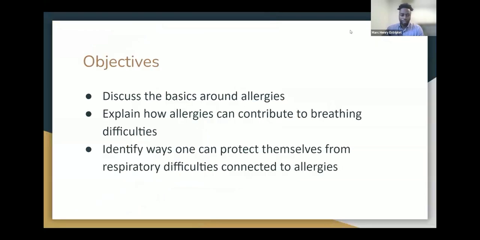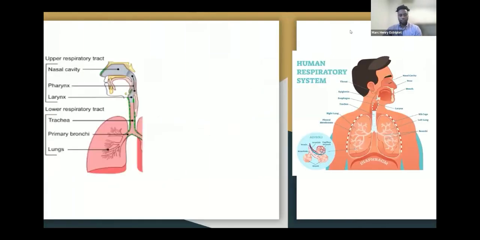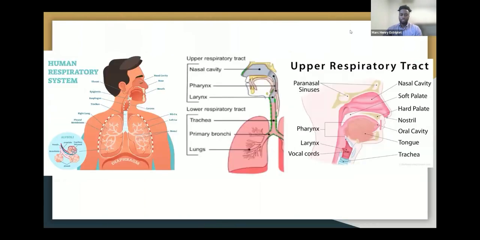The objectives for our conversation today are to talk about the basics around allergies, explain how allergies can contribute to breathing difficulties, and then identify ways that we can protect ourselves from the ways that allergies affect our breathing. So the human respiratory system consists of everything from the nose down to the lungs. We generally think about it in two different sections, the upper respiratory tract and the lower respiratory tract. Our first part of our conversation today is going to focus on the upper respiratory tract, and then we'll discuss the lower respiratory tract and how it all connects.